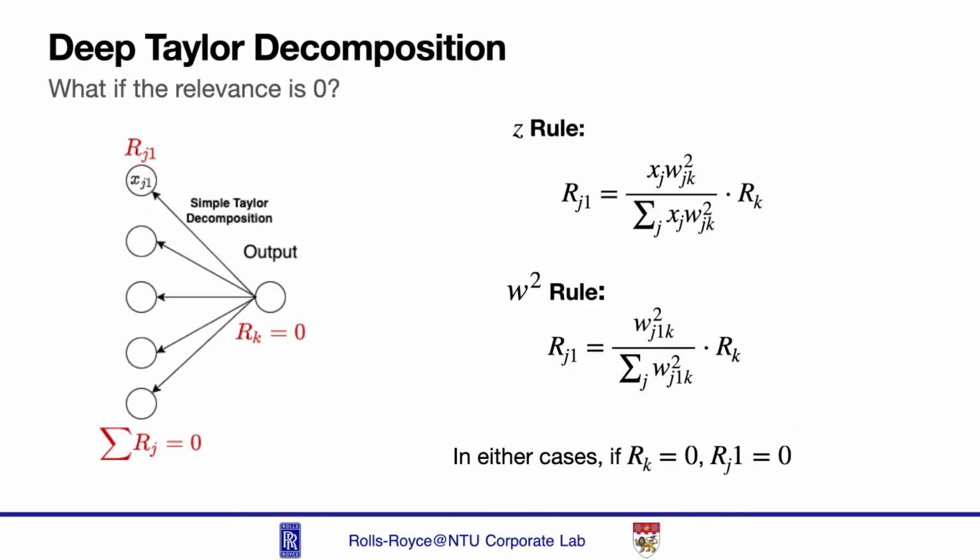And in case we have an output equal to 0, say there's absolutely no arching detected by our model, these two equations can also work well, because if rk equals 0, then rj1 will equal 0, and all rj will be equal to 0 as well. And there will be no relevance propagated to the previous layers, and therefore we have a blank heat map.